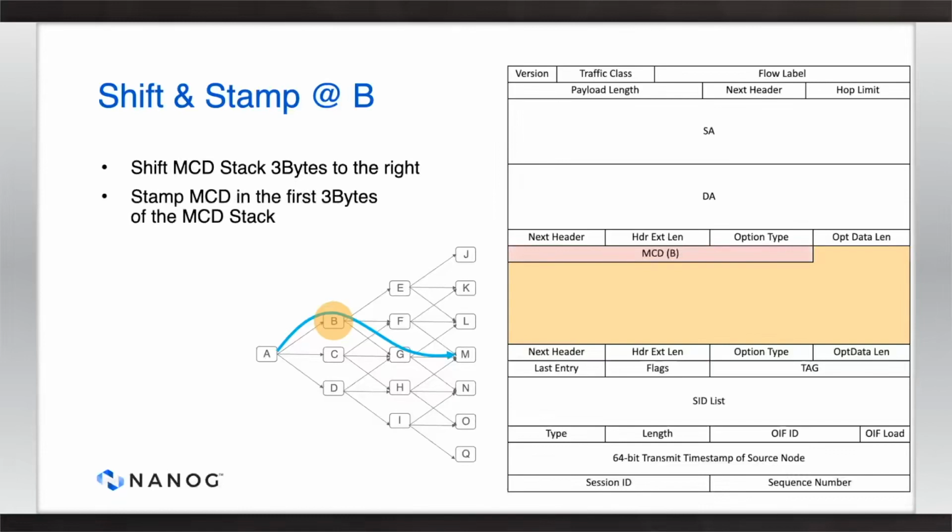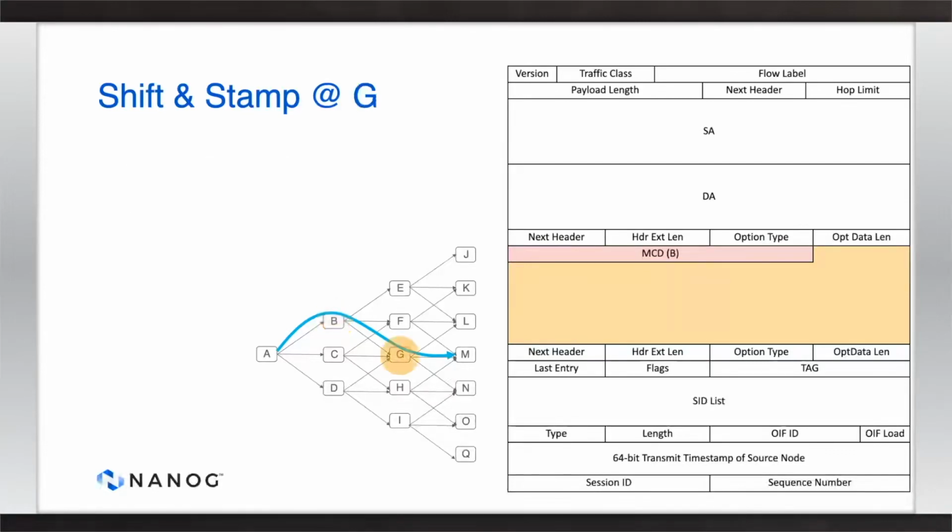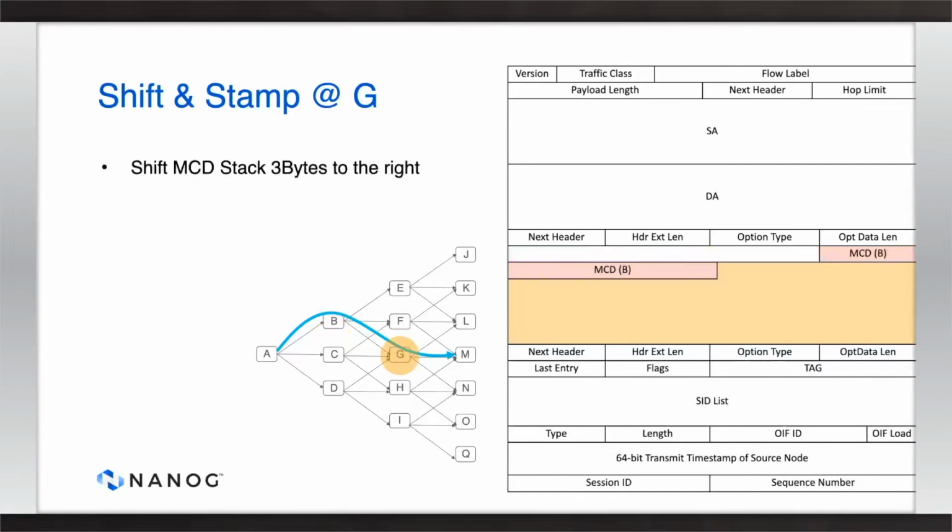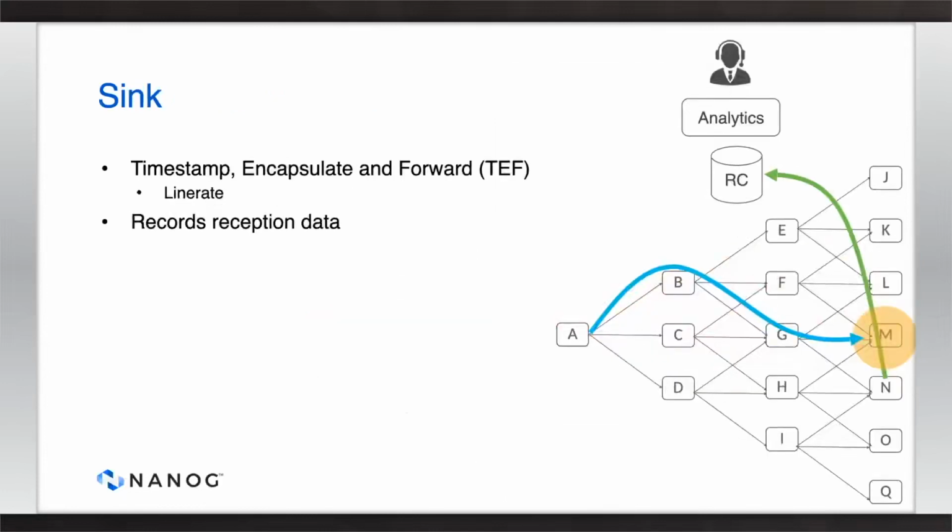So right now in MCDB, we're stamping the interface ID, the load, and the timestamp. Right now we get to G. You can see we have the MCD for router B is already in the field there. We're going to shift again to the right, free up our 3 bytes, insert our MCD for router G, and send it on its way to the sink. Once we get to the sink, we're going to timestamp, encapsulate, and forward it, and record reception data.